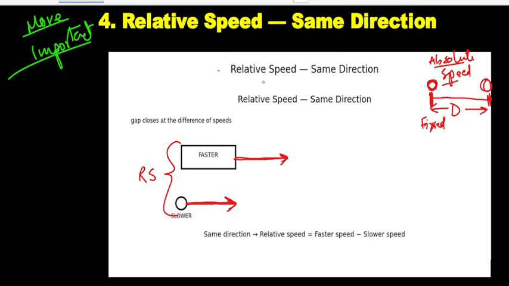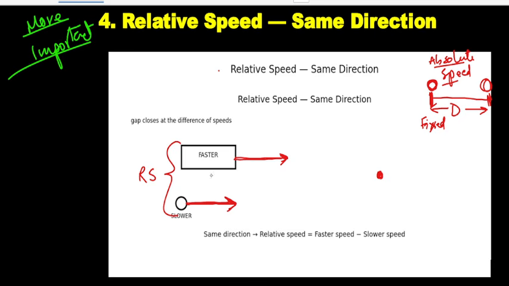Relative speed can be segregated into mainly two parts. What are those two parts? Very simple. The first part is when both bodies are moving in the same direction. See, both of them are moving towards this point. Another case is when the bodies are moving in opposite directions.